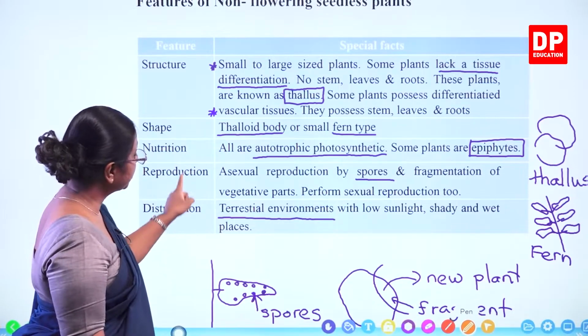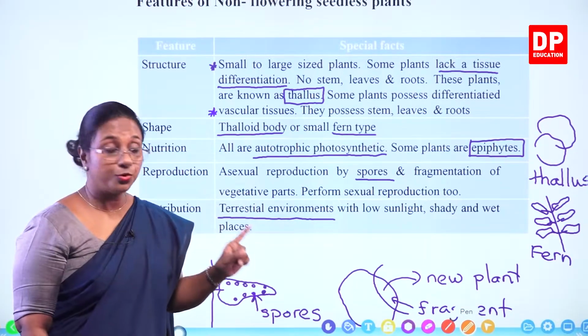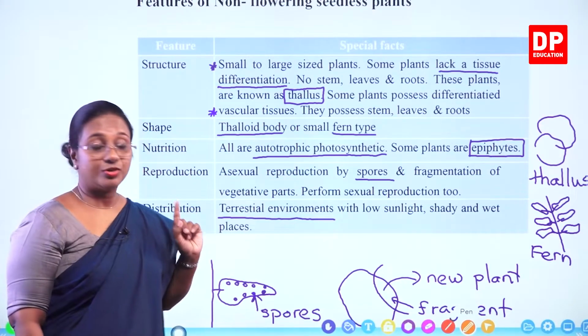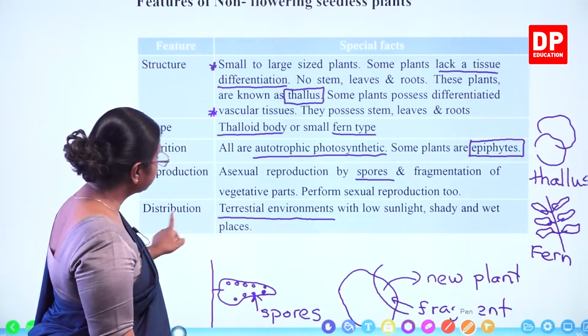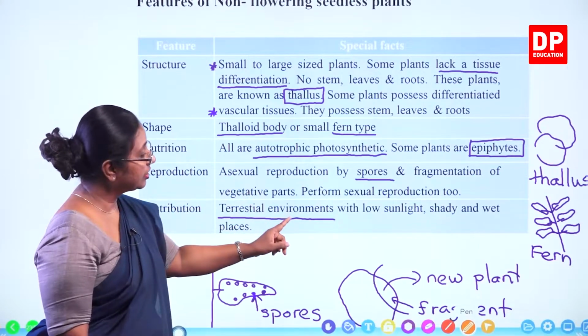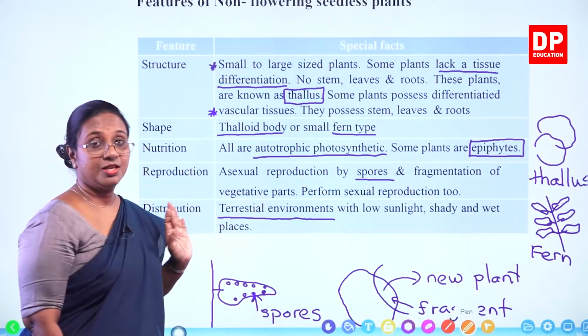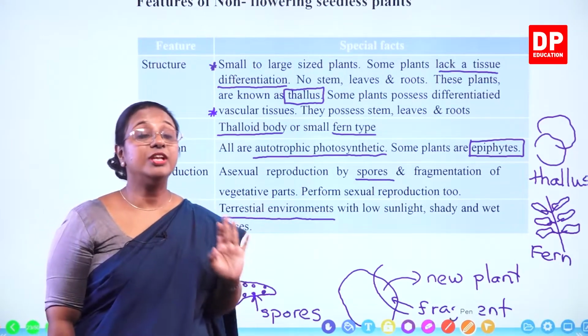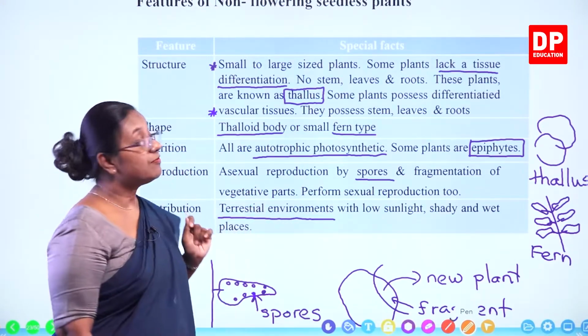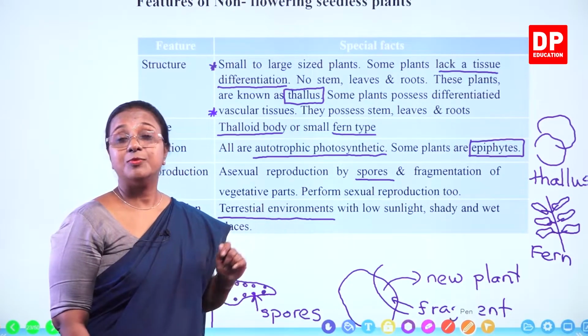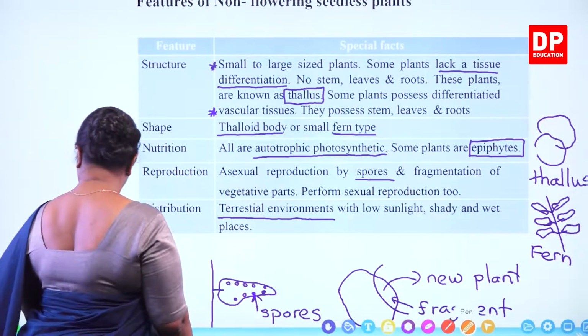Then reproduction, asexual reproduction by spores, fragmentation of vegetative parts, or it can be sexual reproduction. Then distribution, terrestrial environment with low sunlight, shady and wet environments. So those are the features that you need to know regarding non-flowering seedless plants. With that, students, I will move on to the next slide.